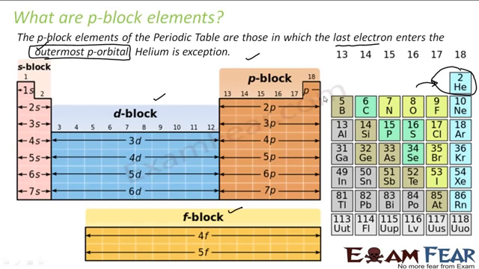But even in this case, we'll consider helium as P block, although in helium the last electron doesn't enter the p orbital. The general definition is, if the last electron enters s orbital, we classify them as S block. If the last electron enters p orbital, P block. If d orbital, D block. If f orbital, F block. That is how the classification is. Helium is the exception. Since the properties of helium match the group 18 elements, and group 18 is in P block, we consider helium also in the P block.